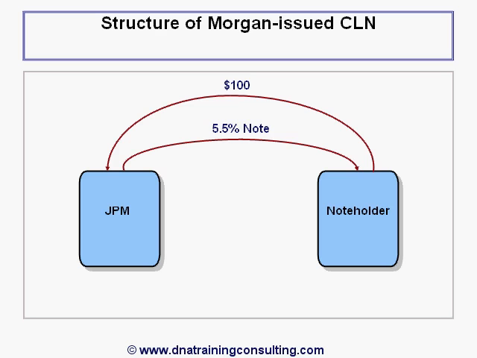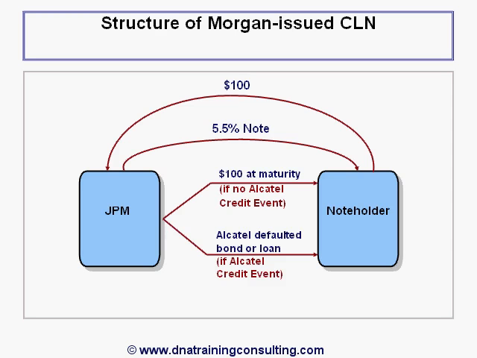First, if no Alcatel credit event occurs during the life of the note, the holder receives the final coupon plus the original principal at maturity. But, second, if an Alcatel credit event occurs at any time prior to the note's maturity, the note is immediately extinguished and the note holder receives a defaulted bond or loan issued by Alcatel instead of his principal, which Morgan obviously gets to keep.